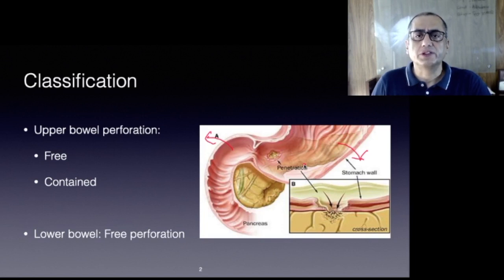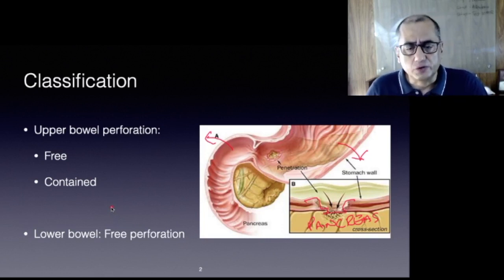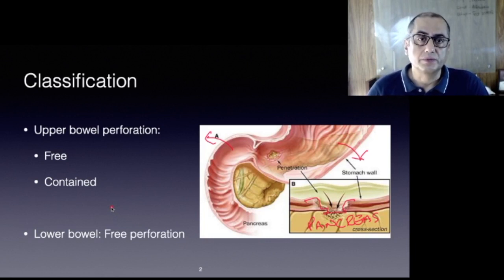Now, contained perforations occur when a full thickness hole is created by an ulcer, but free spillage is prevented because contiguous organs wall off the area. For example, when a duodenal ulcer penetrates into the pancreas, here you can see this one here, and here the pancreas has stopped the spread of the intestinal contents. Now, lower bowel perforations, such as in patients with acute diverticulitis or acute appendicitis, result in free intraperitoneal contamination, as we all know.